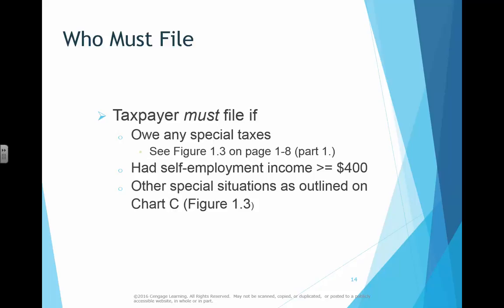Or if you have, and I'm going to call this from now on SE income, that's how I refer to self-employment income, if you've got SE income over 400 bucks, it doesn't matter whether deductions plus exemptions exceed income. You've got to file. How come? Which taxes? You don't have any income tax due. Yeah, you got to pay FICA if you've got SE income more than 400 bucks.